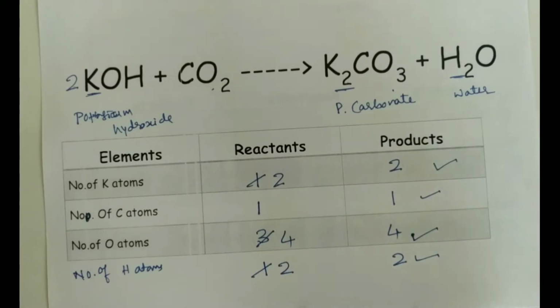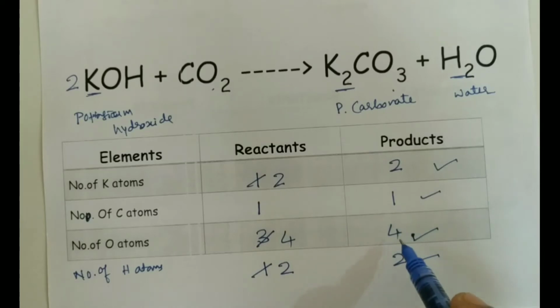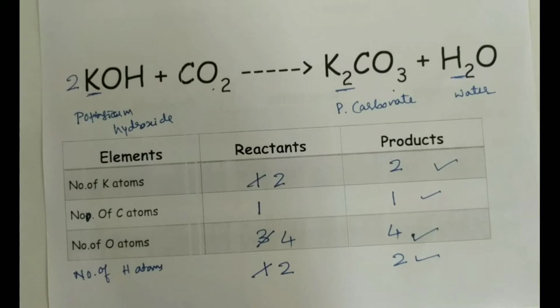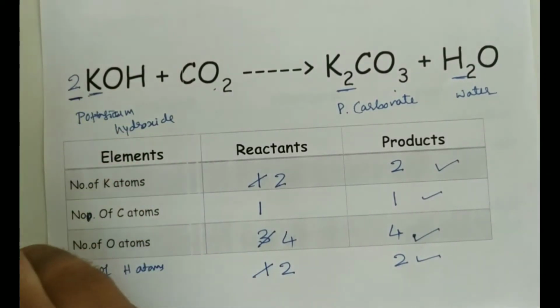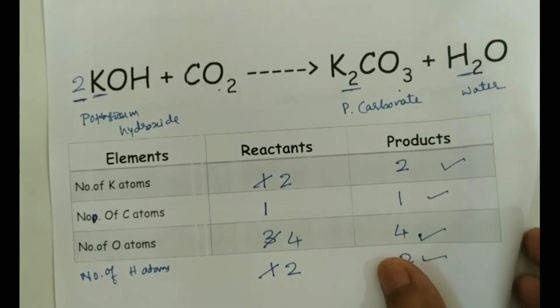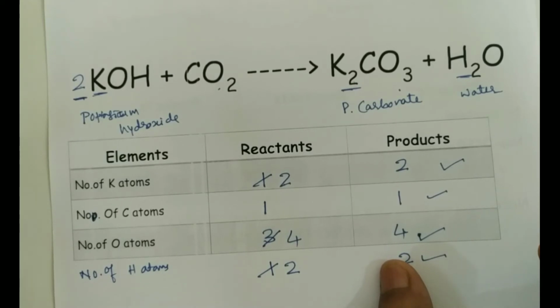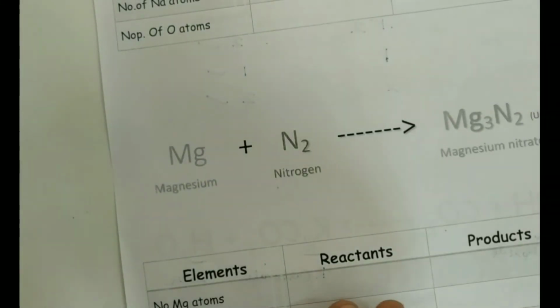Now balance. See both sides: 2, 1, 4, 2, 2, 1, 4, 2. Yes. Now what is the balanced chemical equation? Just by putting a coefficient 2 here, we balance the whole chemical equation, right? So this is the balancing of chemical equations. Okay, is it clear? Potassium hydroxide when combined with carbon dioxide produces potassium carbonate plus water, right? Now we'll go to the next one.